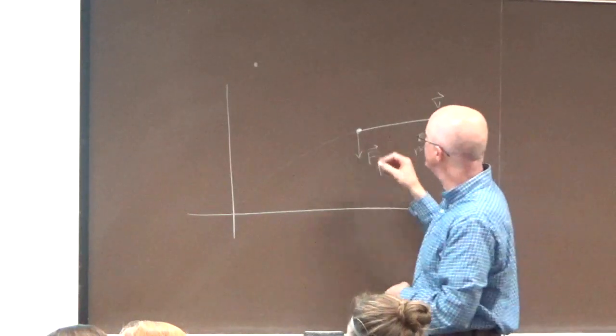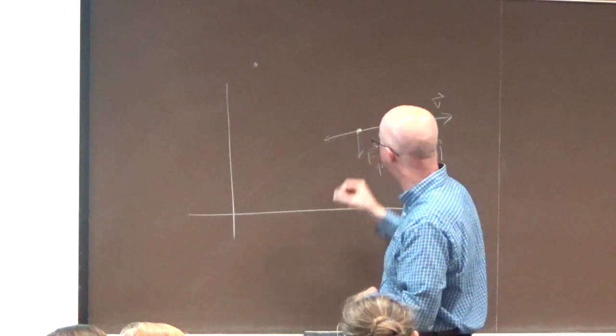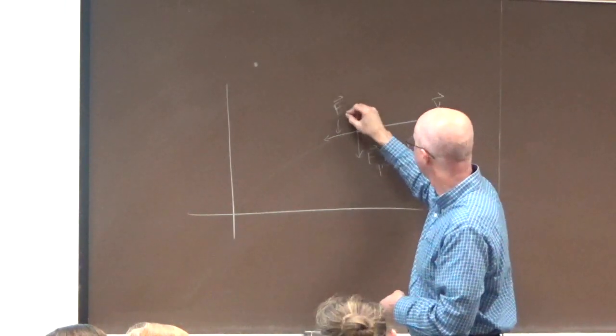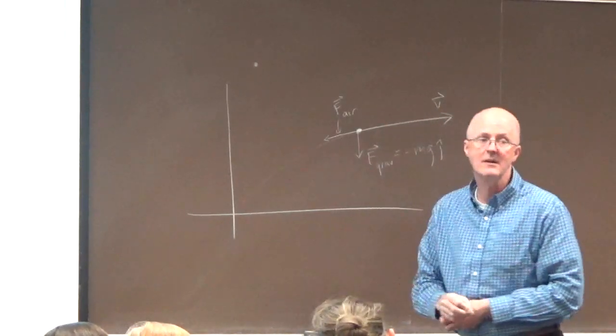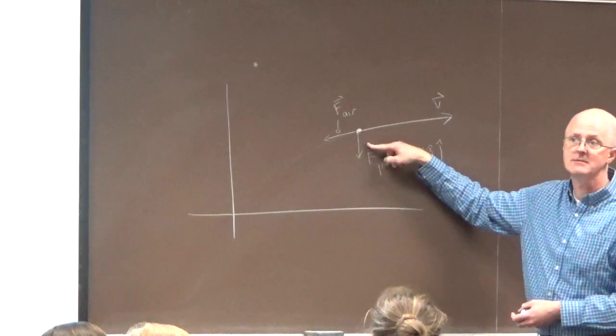The force due to air resistance has to be a negative multiple of that. It's got to point in the exactly opposite direction. This would be the force due to air resistance. The total net force would be the sum of these two forces.